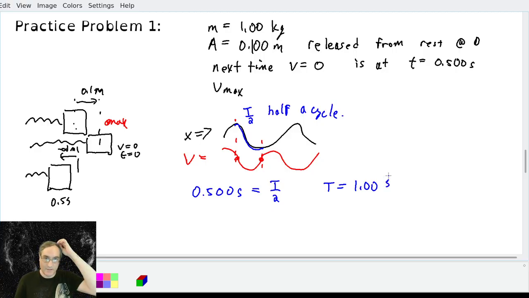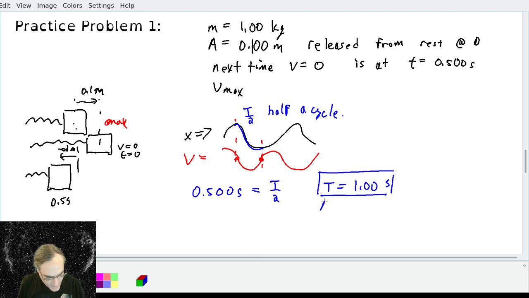Okay. Got to think your way carefully through that one. You have to think about, okay, so those v equals zeros are turning points of like a cosine function or a sine function. They're places where we're at our min or our max. And that means we've gone half a cycle, not a whole cycle. So we know the period, and that is great. We know the amplitude, and that is great.